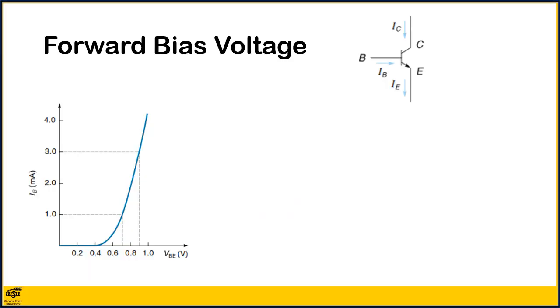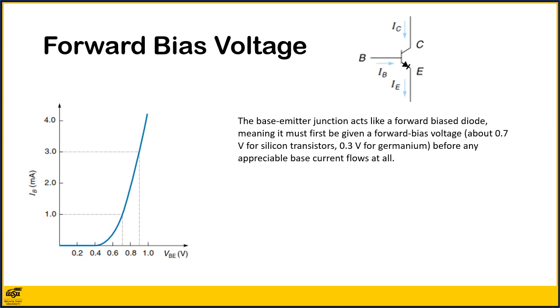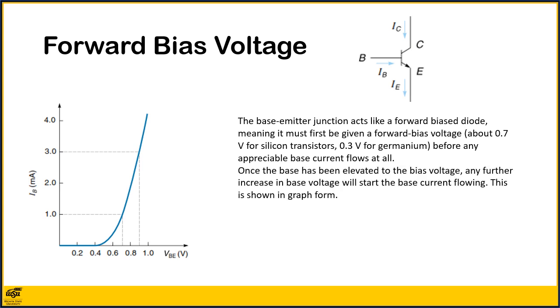We have established that the transistor will amplify its base current, but how do we know what that base current is? The base-emitter junction acts like a forward bias diode, meaning it must first be given a forward bias voltage, about 0.7 volts for silicon transistors or 0.3 volts for germanium, before any appreciable base current flows at all. Once the base has been elevated to the bias voltage, any further increase in base voltage will start the base current flowing. This is shown in graph form.